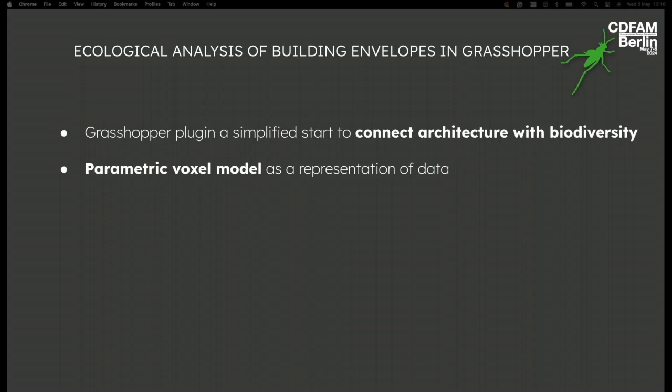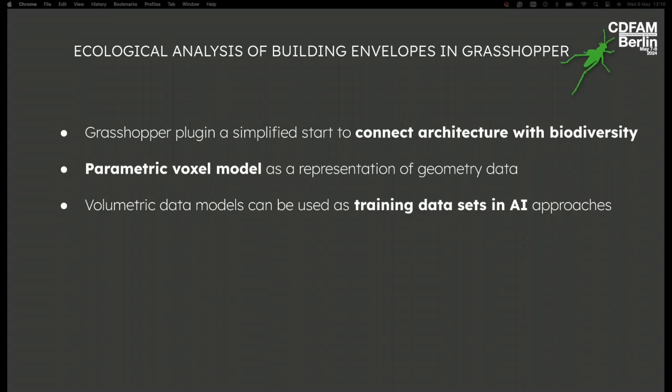The parametric voxel model effectively represents geometry-related attributes at a predefined resolution, and this was the only way to make it compatible with the ecological model. And also, I think GIS models work in a similar way, so it could also be compatible with them. And volumetric data models can be used as training data sets in AI approaches. We see this in practice a lot, that people use Grasshopper to generate training data. It's a kind of synthetic data that's generated by changing some sliders in Grasshopper.